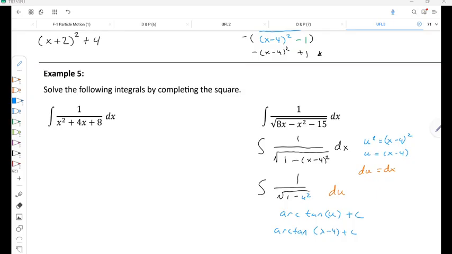Okay, so from above, we know that this integral is equal to 1 over the square root of x plus 2 squared plus 4, which is not quite the must-know arctan formula. The problem is we've got a 4 there instead of a 1, and we've got to do algebra to get that to be a 1, which means we have to factor a 4 out of the denominator.